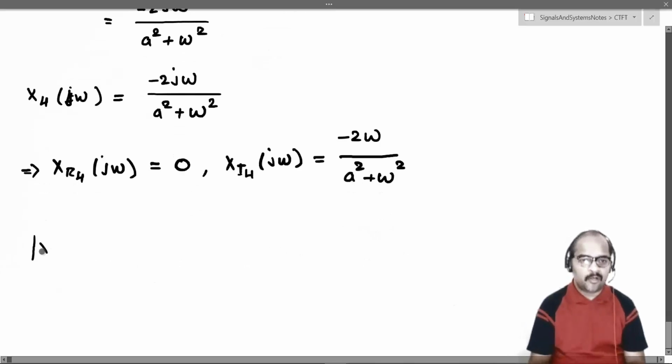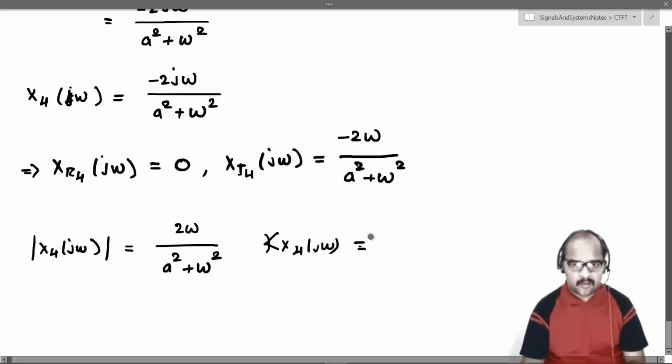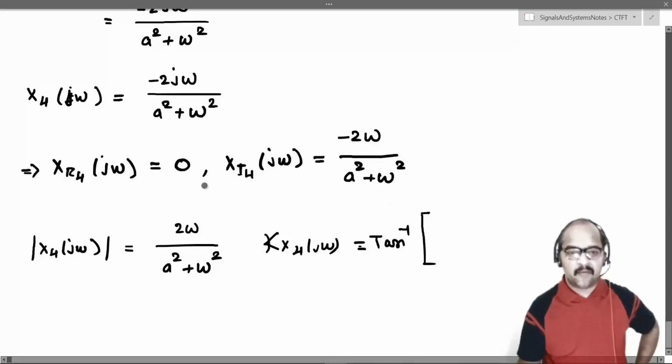Similarly, what is the modulus of x4 of j omega? That should be equal to 2 omega divided by a squared plus omega squared. Why? If you take the modulus, minus 2j modulus would be 2, and omega will be as it is. And what will be the angle of x4 of j omega? That would be tan inverse of the imaginary part, which is minus 2 omega by a squared plus omega squared, divided by 0.